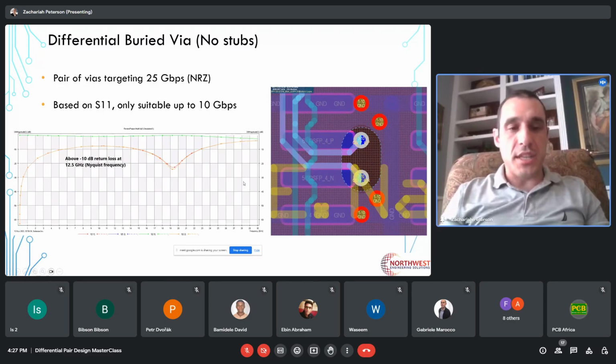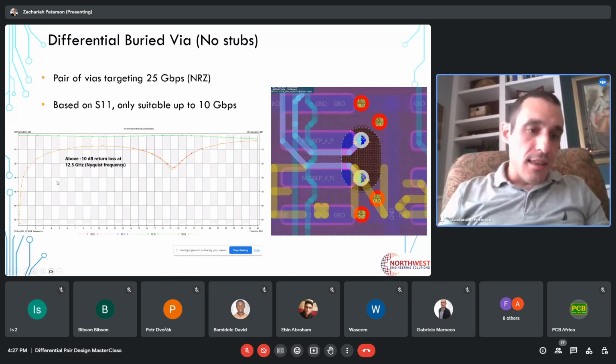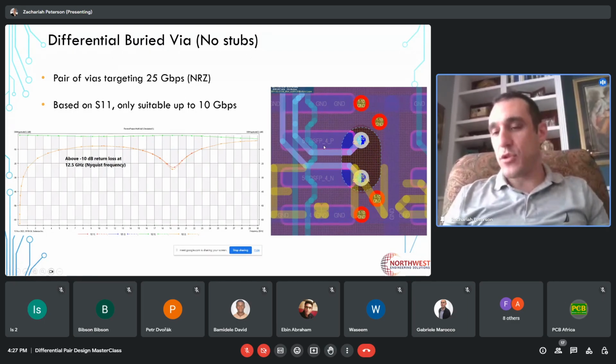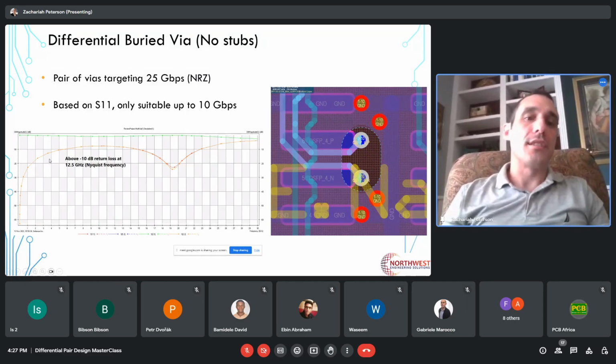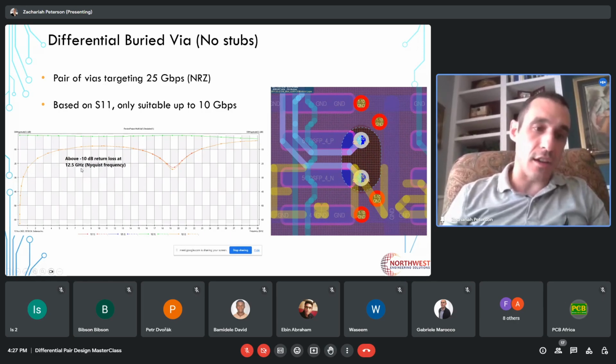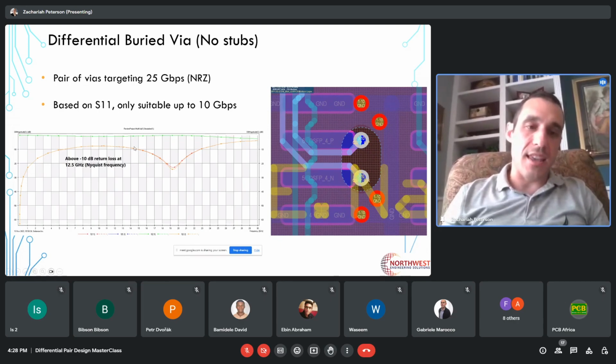Basically what this via is doing is limiting the bandwidth to about 5 gigahertz. So this type of structure would only be suitable for 10 gigabit per second NRZ signaling. It would not be suitable for 25 gigabit per second NRZ signaling, because that has a 12.5 gigahertz Nyquist frequency, and you can see here that our return loss gets a little too high at that frequency. So we would like to have our return loss spectrum below negative 10 dB all the way up to our bandwidth limit. And that's a pretty good rule of thumb.